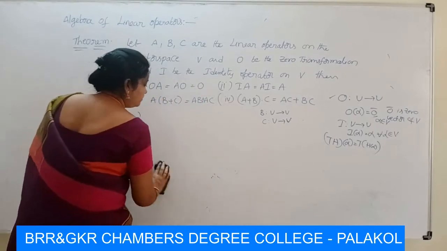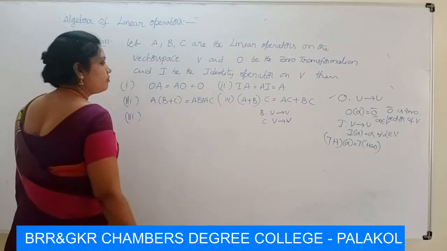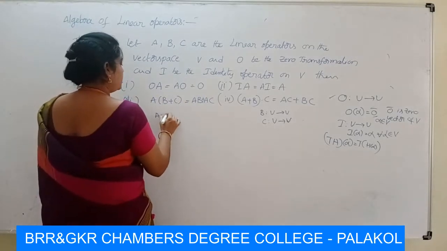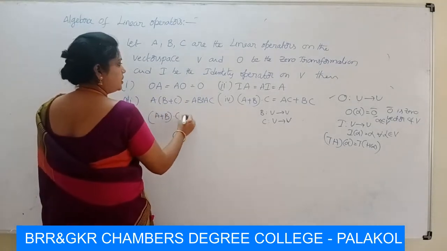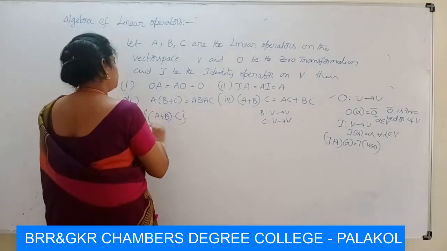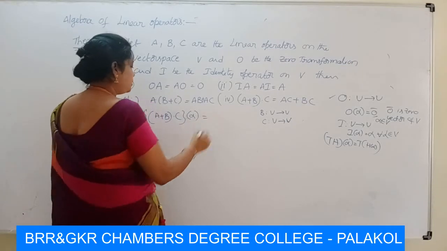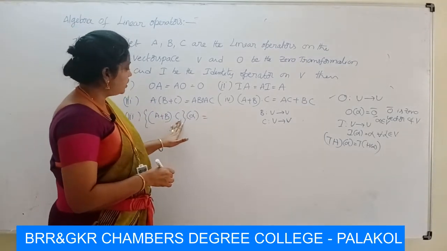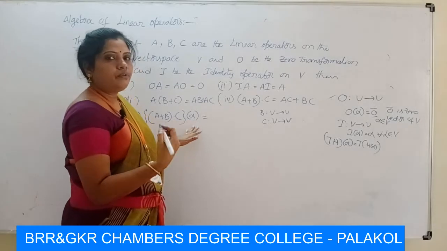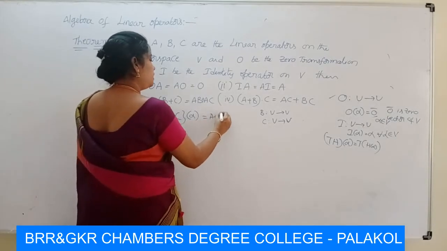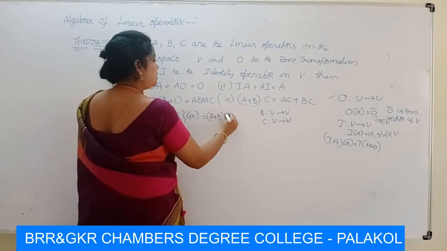That is (A plus B) into C, applied to the offering element alpha, that is equal to, again a product of the transformations, T dot H of alpha, T of H of alpha. So A plus B of C of alpha.